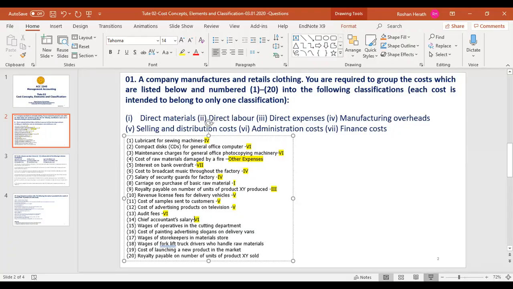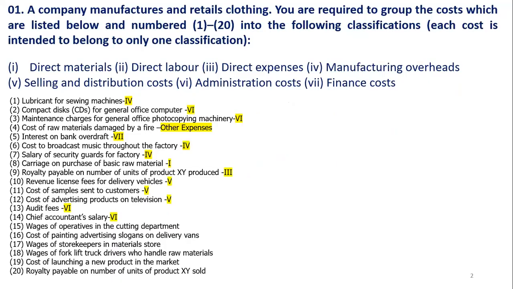Then you can see the wages of operatives in the cutting department. How about that? Wages of the operatives in the cutting department. Yes, very correct. So most of you consider it as direct labor, while some of you consider it as a manufacturing overhead. So what must be the appropriate one? When it comes to a direct expense, I told you, usually the cost tends to vary in direct proportion to the level of activity. So when your output varies in a direct proportion, your cost tends to vary.